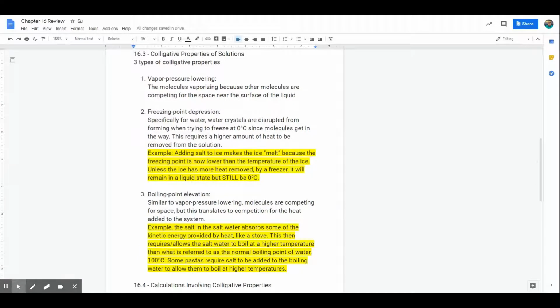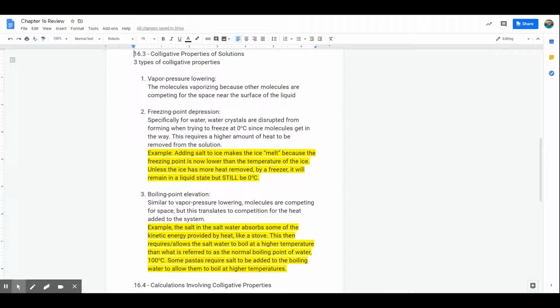There are 3 main colligative properties that you want to know about. Number 1 is the vapor pressure lowering. So vapor pressure is the amount of molecules that are above a solution when something is vaporizing or evaporating. So the molecules that want to vaporize are competing for space near the surface of the liquid.